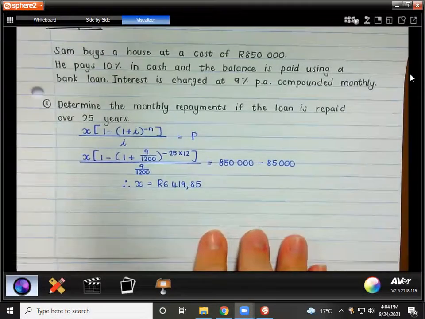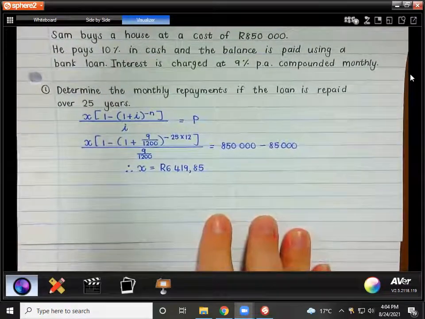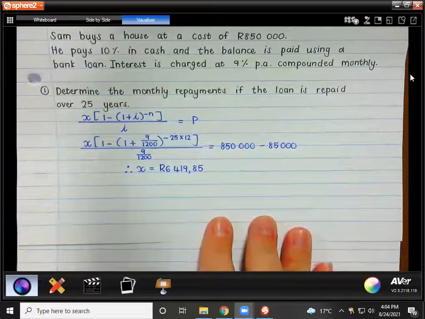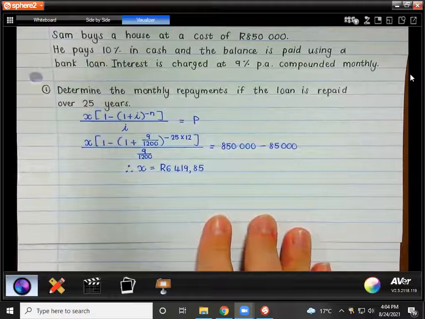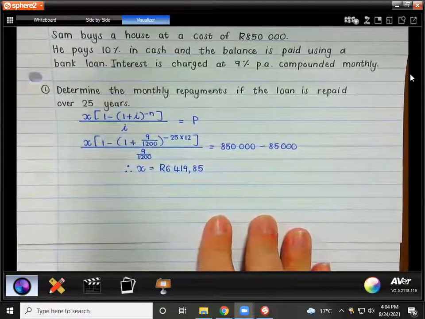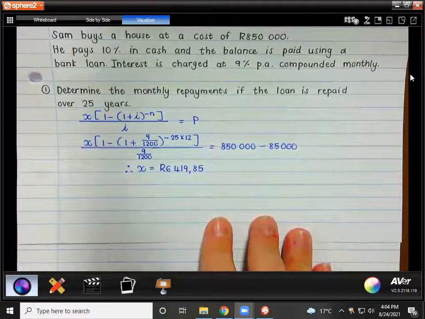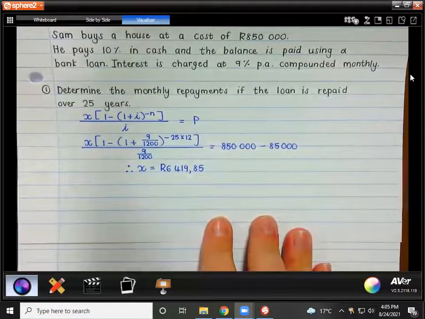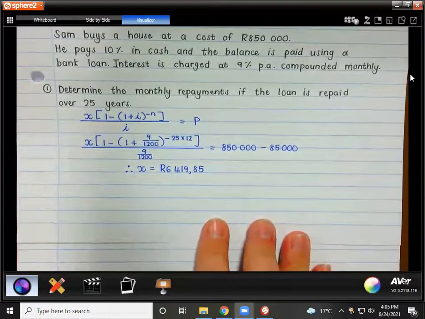Right, do we have an answer there? Show you what I got. 6419,85. Usually I hear yes, now I'm hearing nothing. Yes. So how can you make it? Well, I suppose the fact that they're asking for the monthly repayments in the question. Oh, yeah. Yes, I would think so.